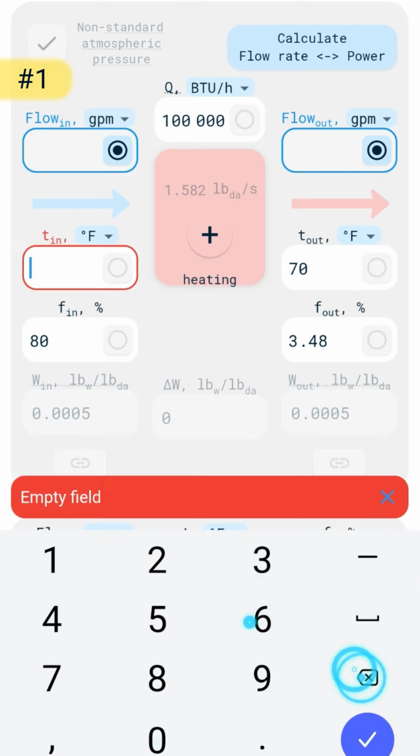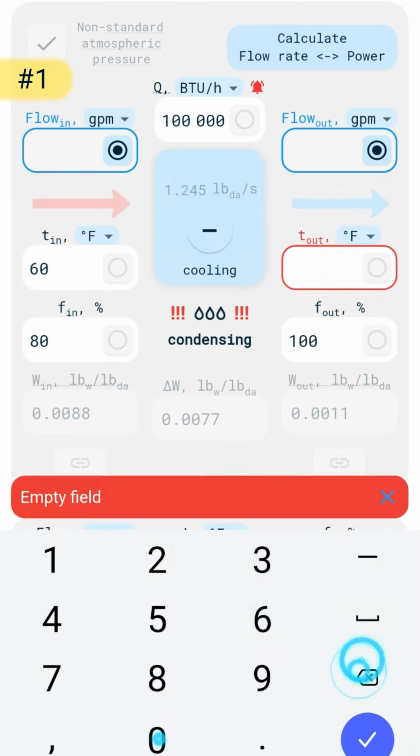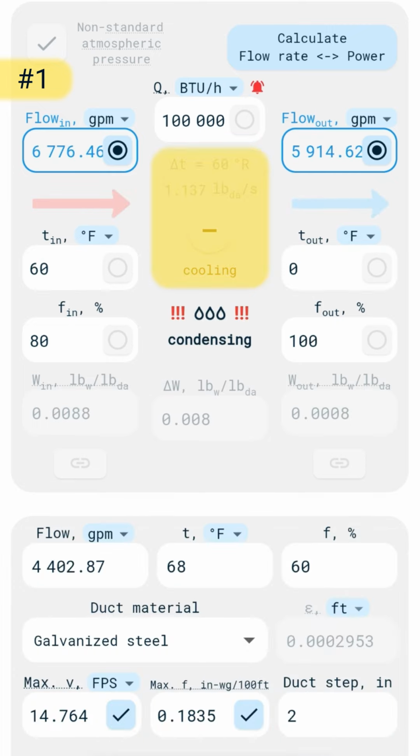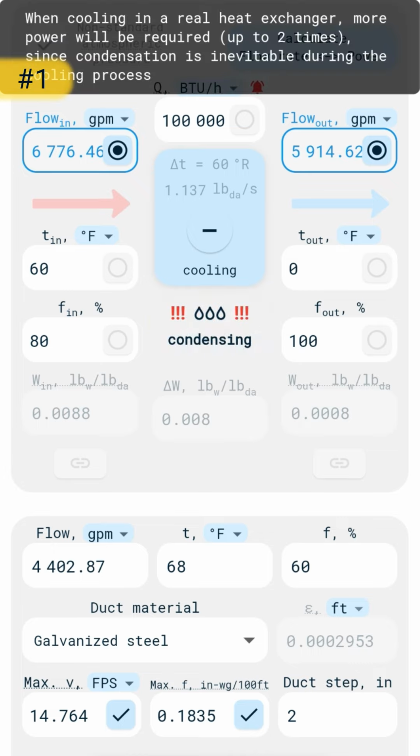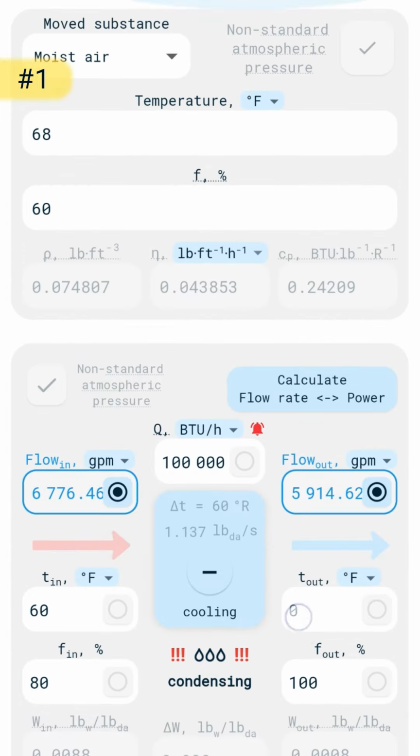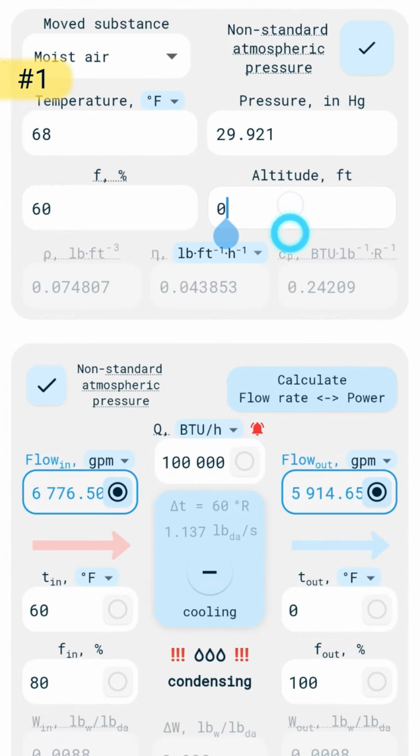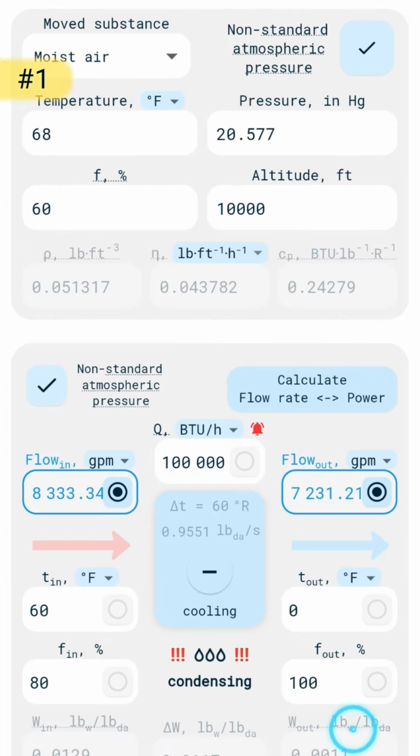Depending on the initial temperatures, the heat source may be replaced by a cooling source. When performing calculations involving a cooling source, pay attention to warnings about condensation and the need for additional cooling power to account for the condensation occurring on the cooling source. You can specify the altitude above sea level, and the calculation in this module will be performed with the appropriate adjustments for air density.